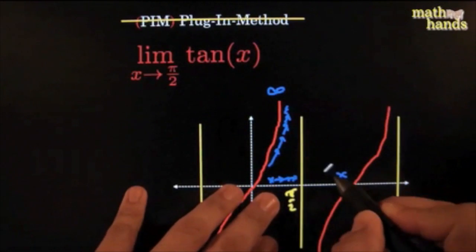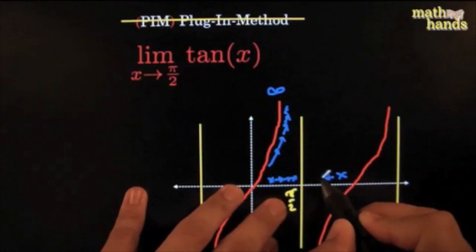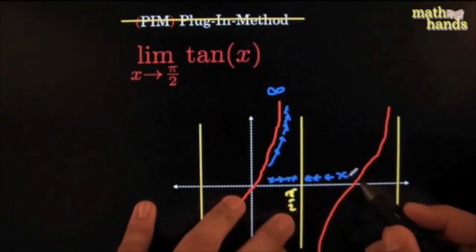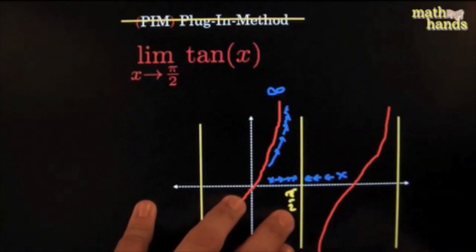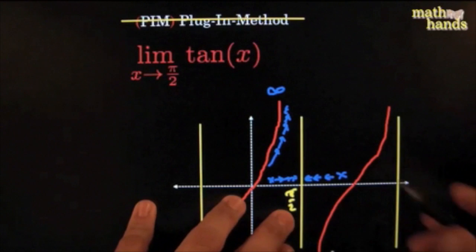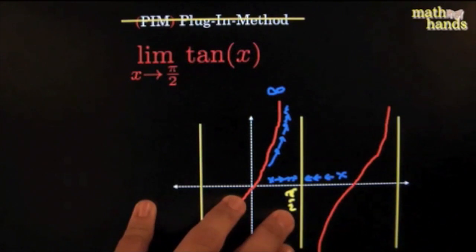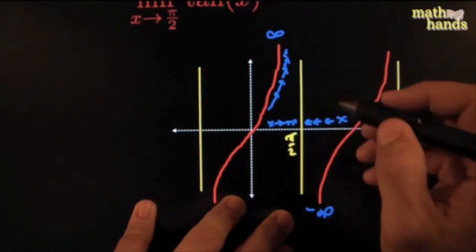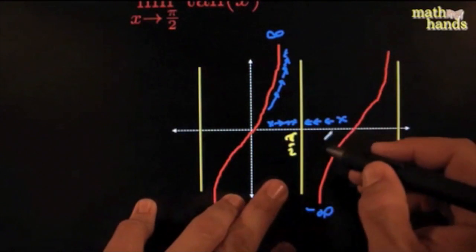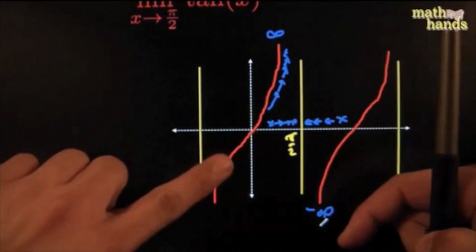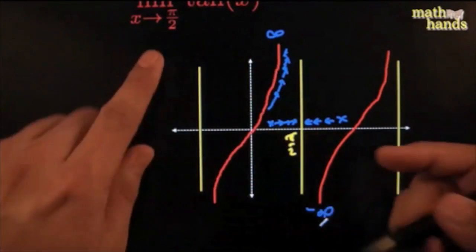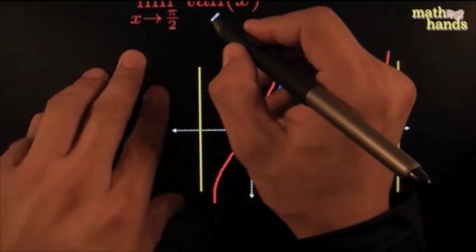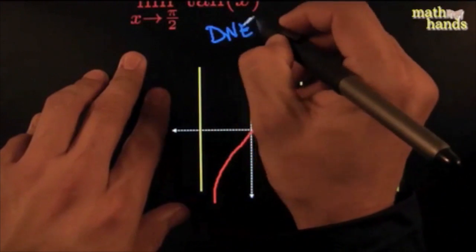Now let's do from the right. X is going towards pi over 2 from the right. From the right, we do have a right limit. It's negative infinity. It's going all the way down. Now you can't see it, can you? Somebody should say something. Now can you see it? From the right, it's going down, negative infinity. From the left, it's going this way. They don't match. Therefore, we don't have a two-sided limit. We would say the limit does not exist.